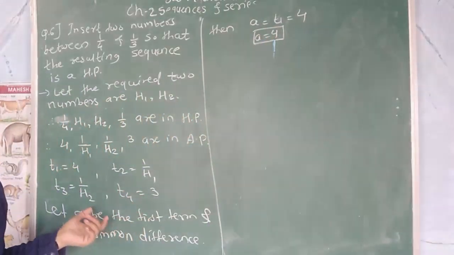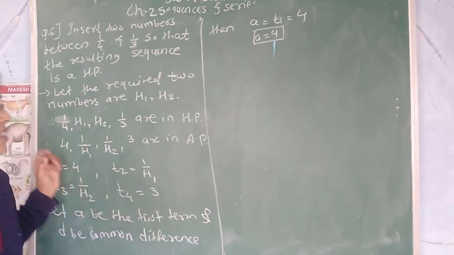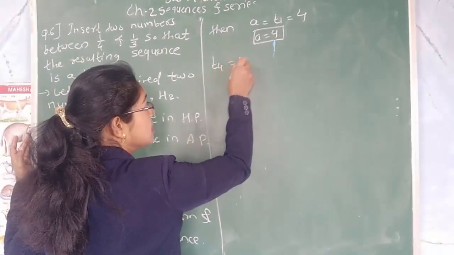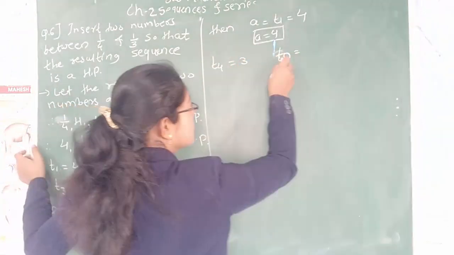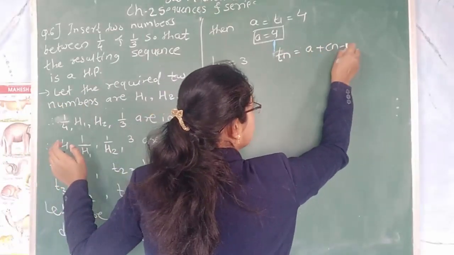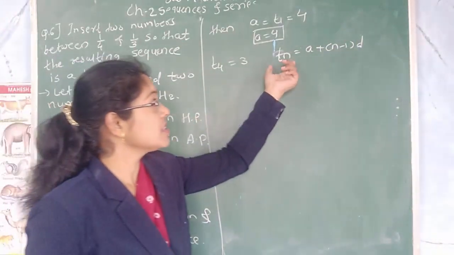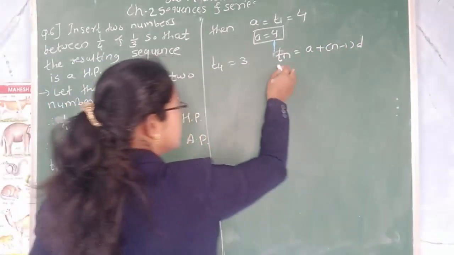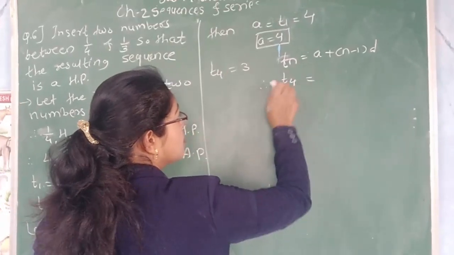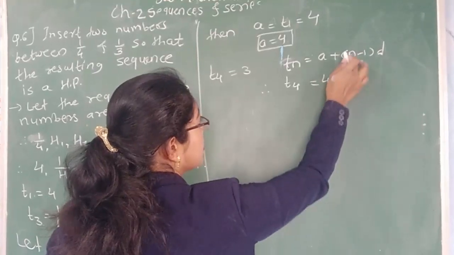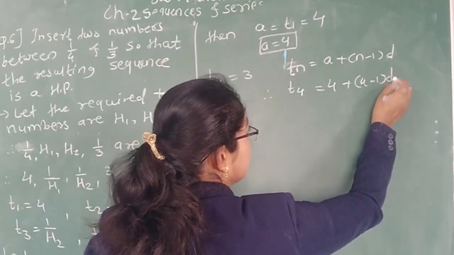Now we find the value of the common difference D. We know the value of T4 is 3. What is the formula for Tn? Tn is equal to A plus n minus 1 into D, for an arithmetic progression with n terms. So for T4, put n equal to 4. A is also 4, n is 4 minus 1, and we find the value of D.